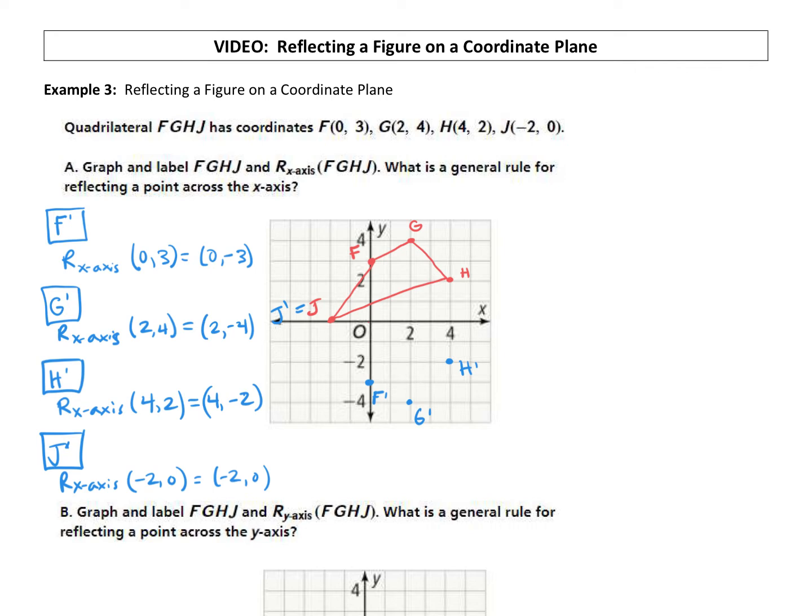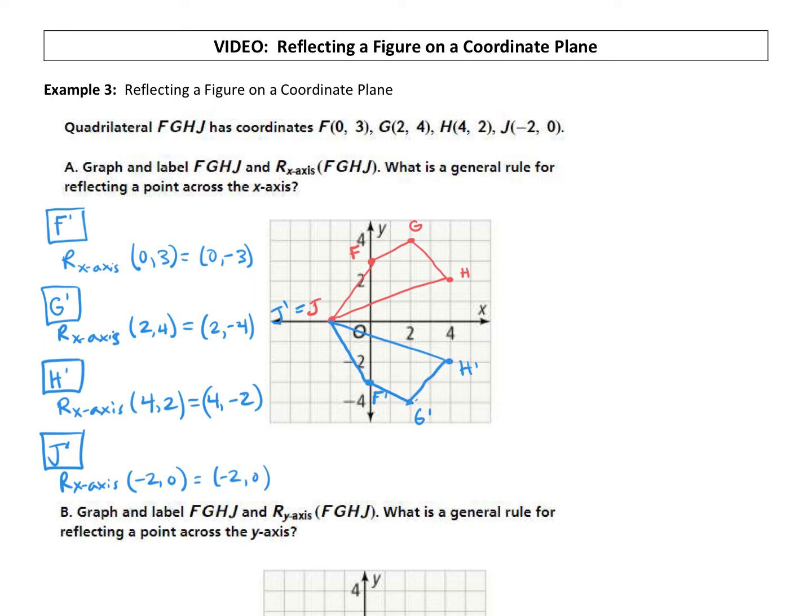We want to draw in our shape. So here's F prime to G prime, G prime to H prime, H prime to J prime, J prime to F prime. And we can see we've got a nice reflection of F, G, H, J across the x-axis, resulting in F prime, G prime, H prime, J prime.